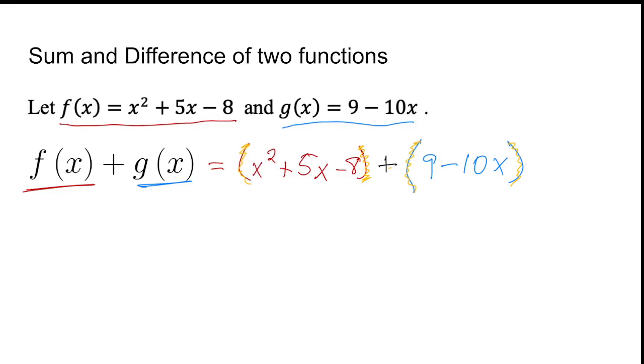And then we're going to come along and combine like terms. So x squared, there's no other x squared, so we'll just write that down. There is this 5x, but then there's a negative 10x, so we have to combine those two. 5 and negative 10 combined becomes negative 5x. Okay, and then we have the numbers. We've got a negative 8 and a positive 9. When we combine those two, we end up with a plus 1. And so that's our final answer. We've combined this function.